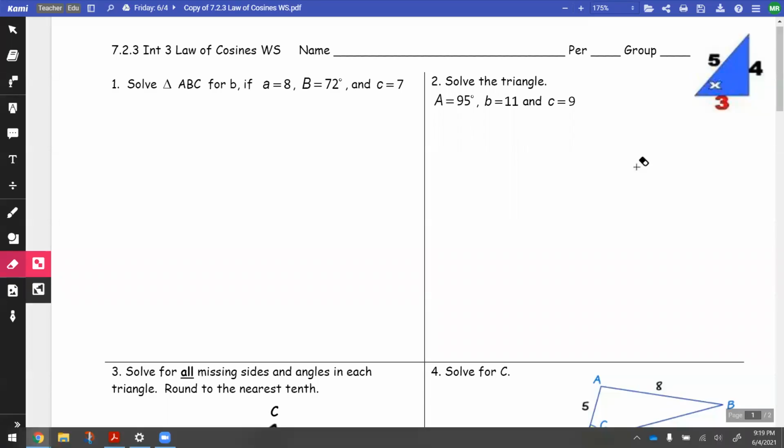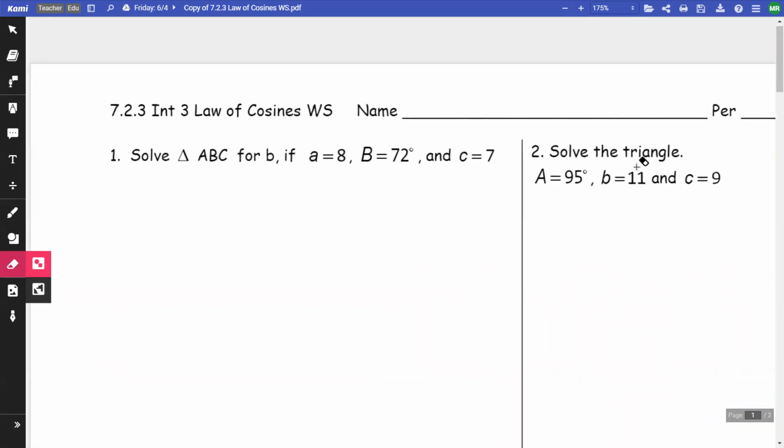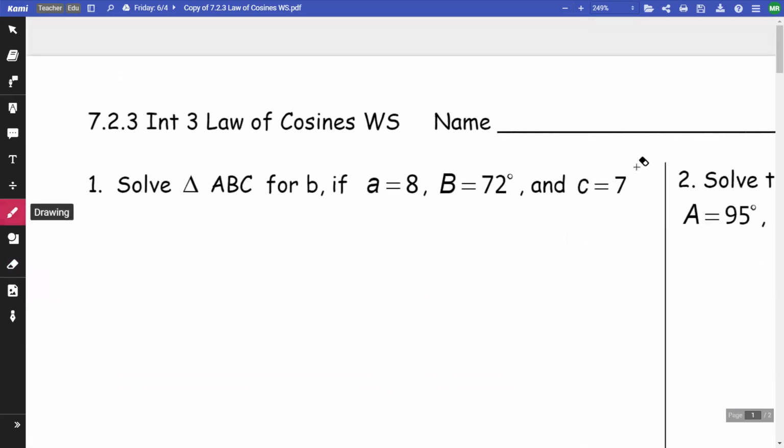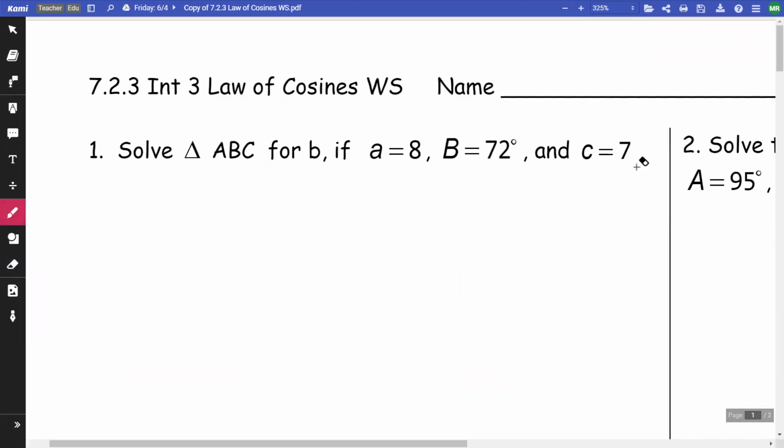So this video is on law of cosines. Let me just write the formulas up here at the top. I'm going to do one in terms of little a, meaning side A, and another in terms of finding angle A. So we have a squared is equal to b squared plus c squared minus 2bc times cosine of A.